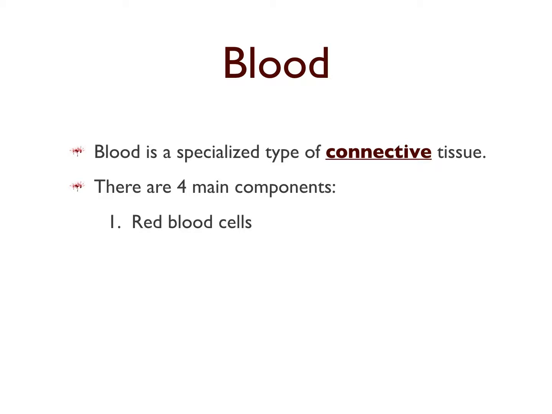The second main component of blood are white blood cells. Also called leukocytes, white blood cells are the cells of the immune system. The third main component of blood are platelets. Also called thrombocytes, platelets are cell fragments that are necessary for blood clotting. Lastly, blood is composed of plasma. Plasma is the fluid portion of blood, and it constitutes about 55% of the total blood volume.